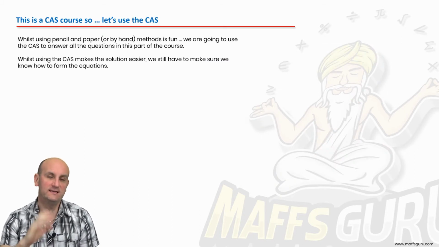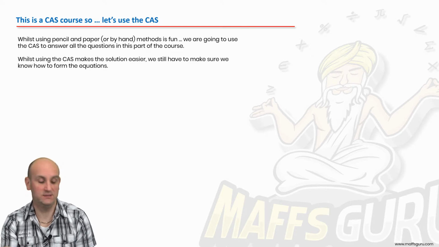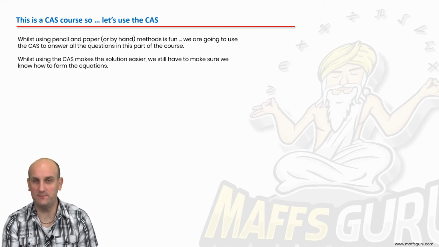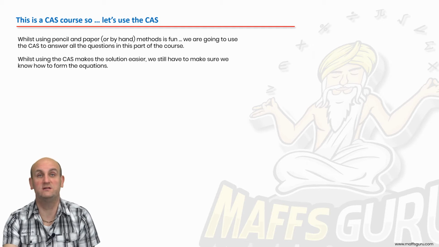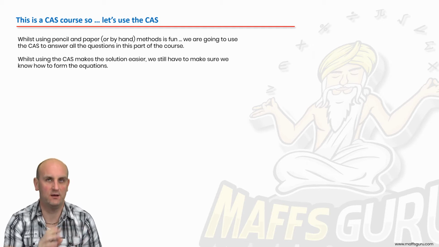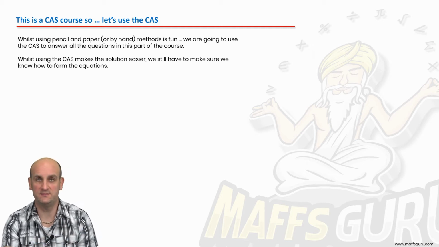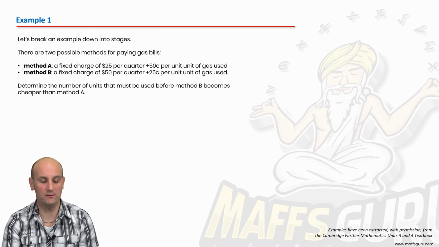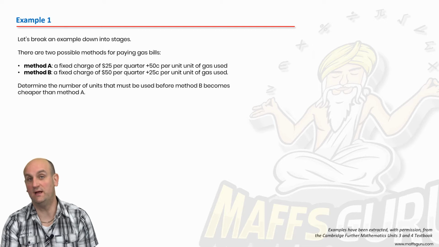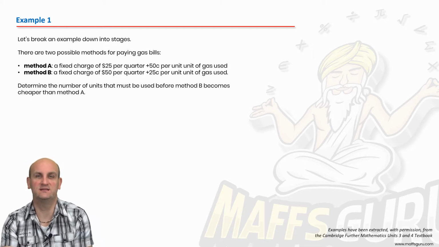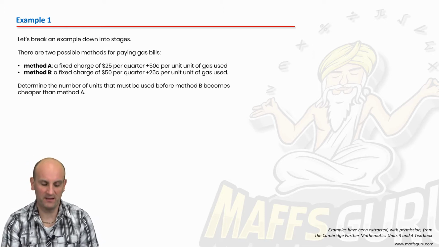As it's a CAS course, we're going to use the CAS. Yes, you can do the pencil and paper method if you want to, and maybe stretch yourself. For those of you who want the 50s and the highest exam scores, have a go at doing this by pencil and paper as well. But I'm going to use the Casio ClassPad, which is my calculator of choice at the moment. I used to love the TI-Nspire, but for many of the things that I do, the Casio is much simpler. So let's break an example down into stages.